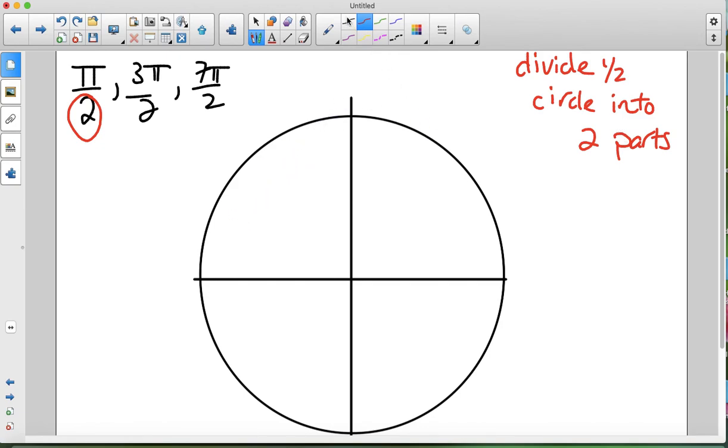So our half circle is the top part, and then there's the bottom part. So there's 0, and then there's pi on this side. So 0 and pi, our circle is already cut into 2 parts, 1 and 2, 3 and 4. So that means 0, and then this would be your pi.